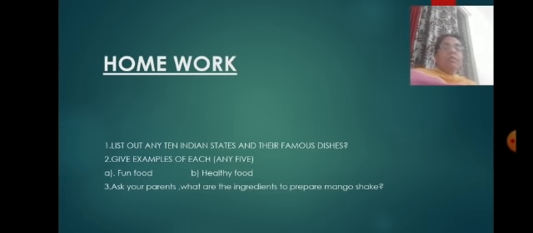What is the homework, children? Now look at the screen. First question: you have to list out any 10 Indian states and their famous dishes. In question number 2, you have to give 5 examples of fun food and 5 examples of healthy food. And the last question for your homework: you have to ask your parents what ingredients are required to prepare a mango shake. So children, enjoy your mango shake and keep studying at home.